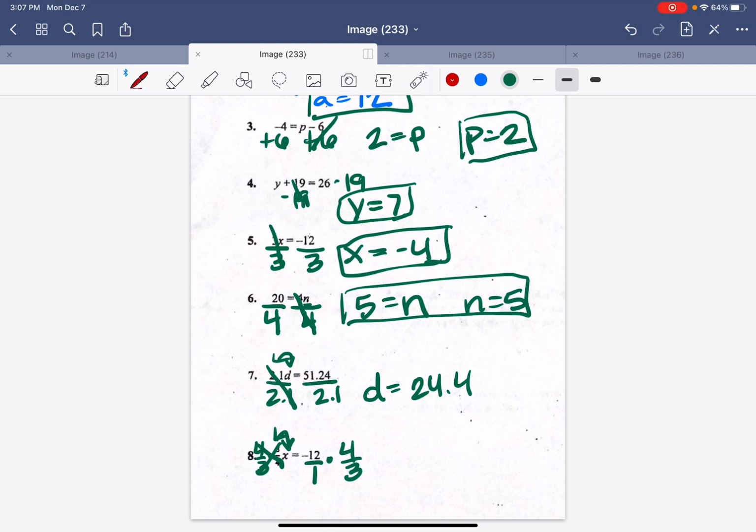So then I can look and see if I can cross reduce anything, and the 3 can go into itself one time and into the -12, -4 times. So now I just have -4 times 4, which is -16 over 1, or x = -16. And that is how I do that page. Okay, on the back side.